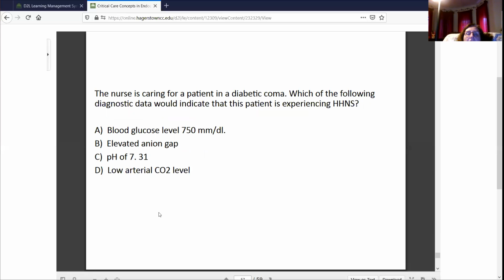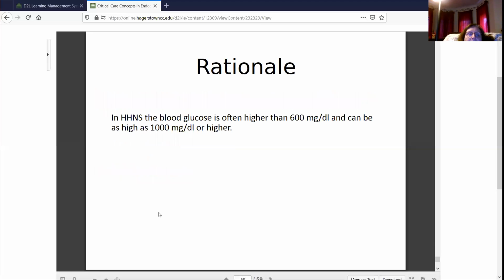The nurse is caring for a patient in a diabetic coma. Which of the following diagnostic data would indicate that this patient is experiencing HHNS? The correct answer is A, blood glucose level of 750 milligrams per deciliter. So in HHNS, the blood glucose is often higher than 600 milligrams per deciliter and can be as high as 1,000 milligrams per deciliter or higher.